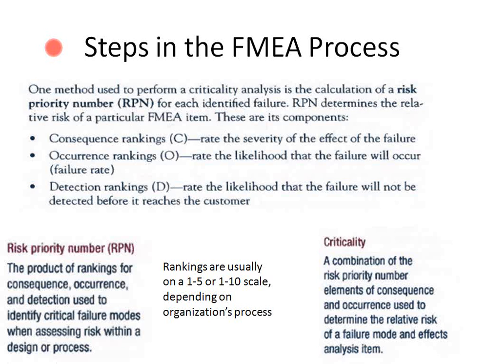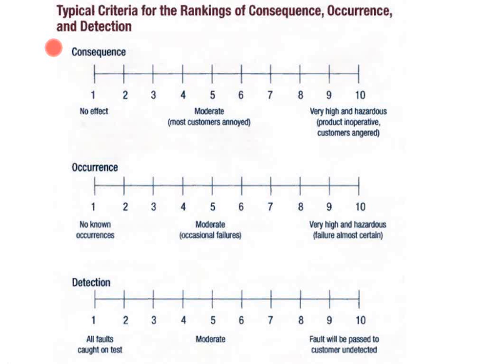So the risk priority number is the product of rankings for consequence, occurrence, and detection, used to identify critical failure modes when assessing risk with the design or process. And again, the product of rankings means multiply, right? Criticality is a combination of the risk priority number elements of consequence and occurrence, used to determine relative risk. So it's just consequence and occurrence, the first two, whereas the risk priority number involves all 3. And you'll see an example of that in a moment.